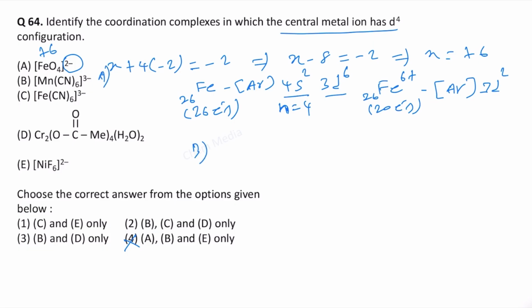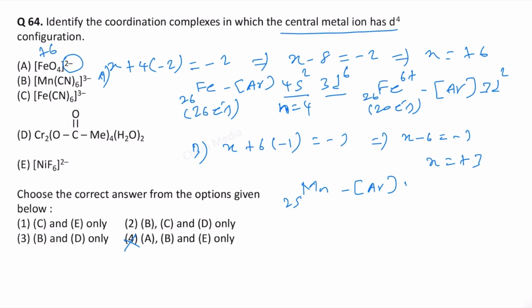In B we have the hexacyanomanganese complex. So X plus 6 times -1 for each cyanide ligand is equal to -3. Therefore X minus 6 equal to -3. Therefore X will be +3. For manganese the atomic number is 25. Therefore for neutral the electronic configuration is argon 4s2 and then 3d5. Now with the 3+ oxidation state we will have only 22 electrons.